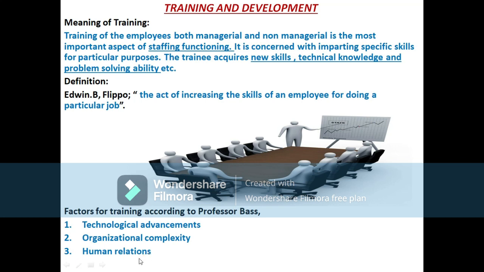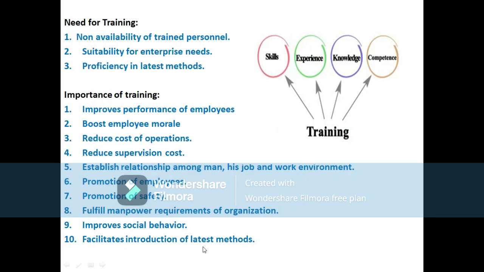Why? Because in training, along with skills, abilities, knowledge and technical know-how, the social behavior of the individual also is enhanced, how to increase human relations and the behavior with other persons. Therefore, these are the three factors that force the need for training and development programs for an employee in the organization. Now coming to the need for training.